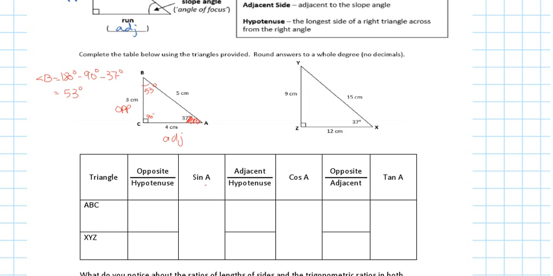Why is AB the hypotenuse? Because it's across from the 90 degree angle. It's only called the hypotenuse if it's across from the 90 degrees.